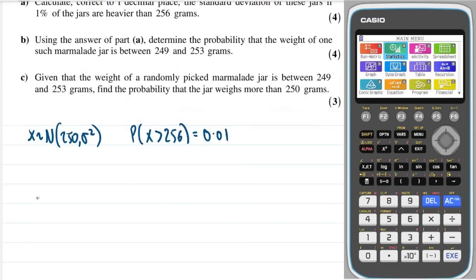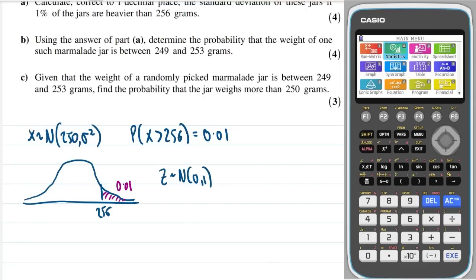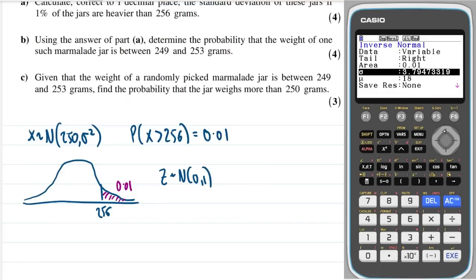So I'm going to set up a little sketch like this, and it means we have this area in here is 1%, and we know that value is 256. So we need to find the Z value. So we say that Z is normally distributed with 0, 1, and we go to our calculator and we go to statistics, and we want the right side, because you can see the diagram is drawing to the right. 0.01, we want the standard deviation to be 1 and the mean to be 0. And we get 2.326. So the Z value is 2.326.